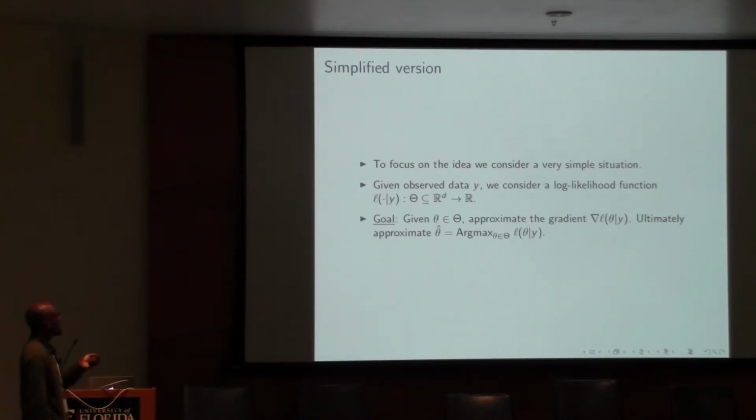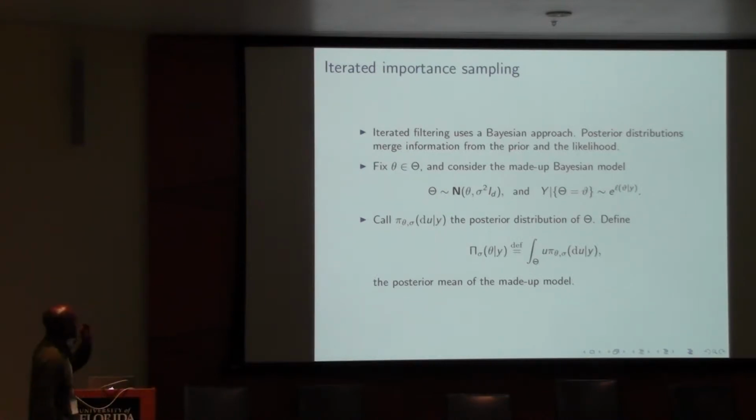All right. So to focus on the idea, I'm just going to consider a very, very simple case. I have some likelihood function L, the exact same one that I presented earlier. But here I'm considering a very simple problem where I have a log likelihood function L, and for a given value of the parameter, I want to calculate the gradient of L. Ultimately, I want to find the maximum likelihood, the maximizer of the function. The idea of iterative filtering is interesting.